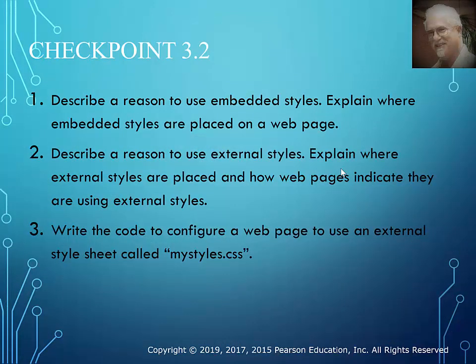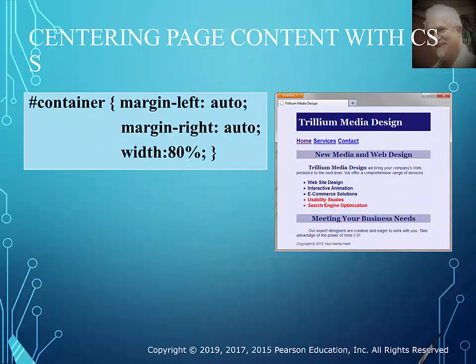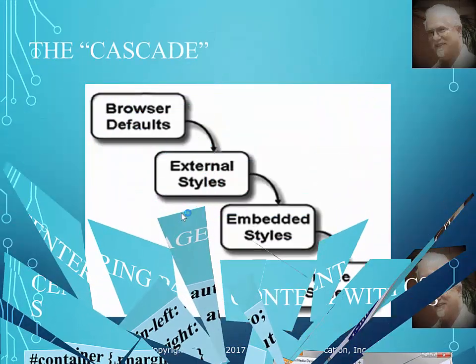Okay, second checkpoint, you should be able to give a reason for using embedded styles, give a reason for external styles, be able to code and link something that's external. Centering content is really important. The best way to do it is with a wrapper or a container. Margin left auto, margin right auto, and the width, that is the inside part, at 80%. This makes everything look kind of nice.